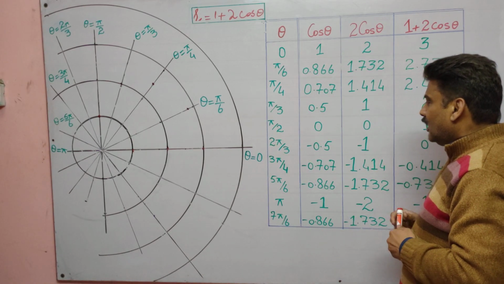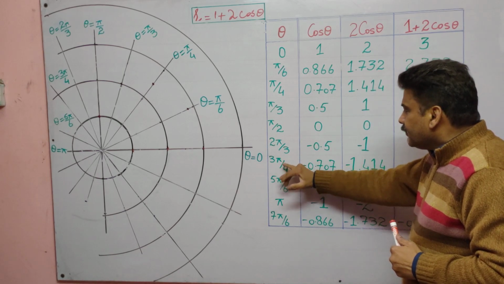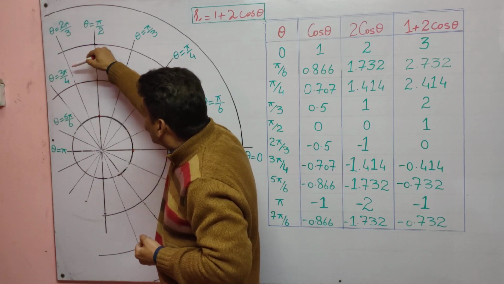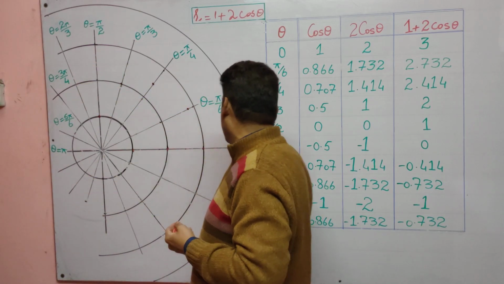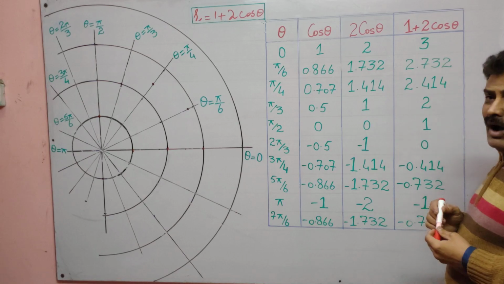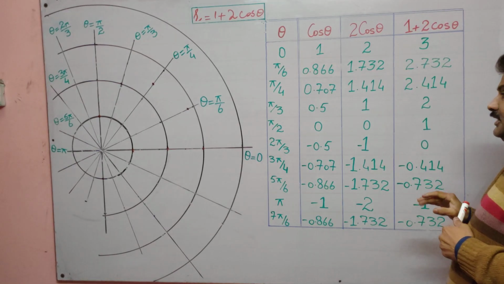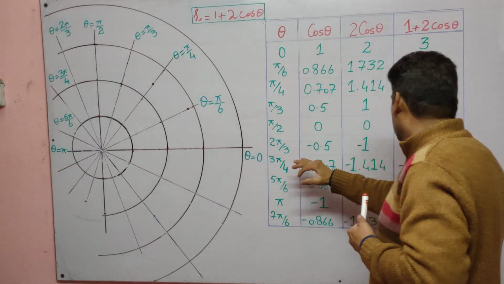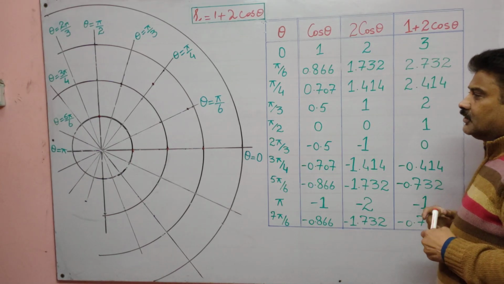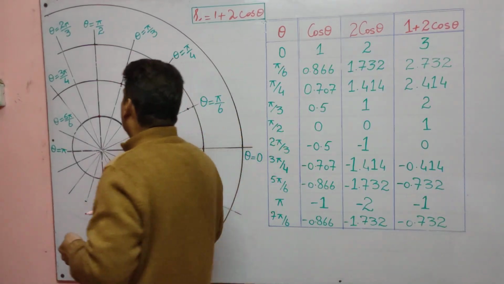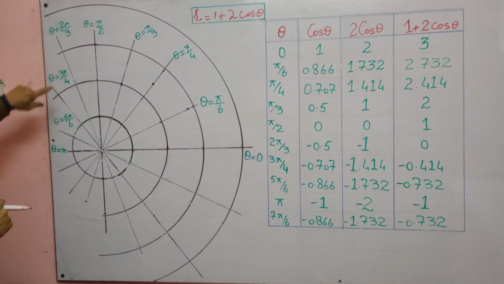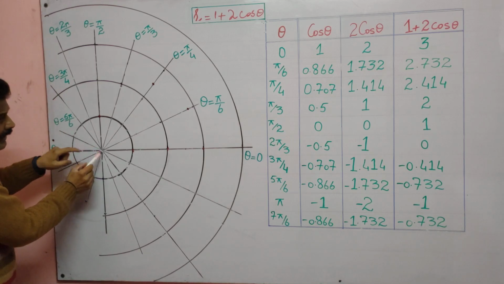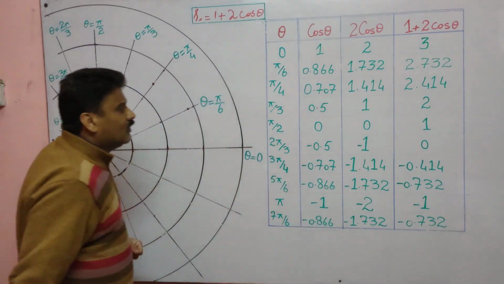The next point is also very important. For the line theta is equal to 3 pi by 4, the value of r is negative 0.414. And when the value of r is negative, for the line theta is 3 pi by 4, the value of r is negative 0.414.